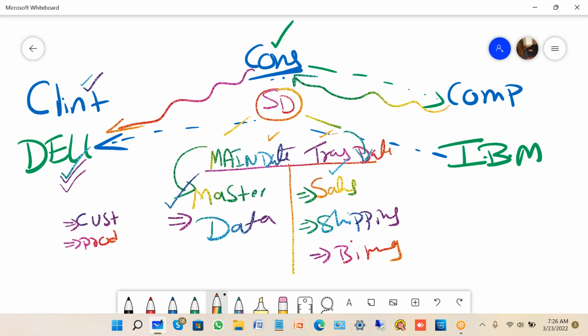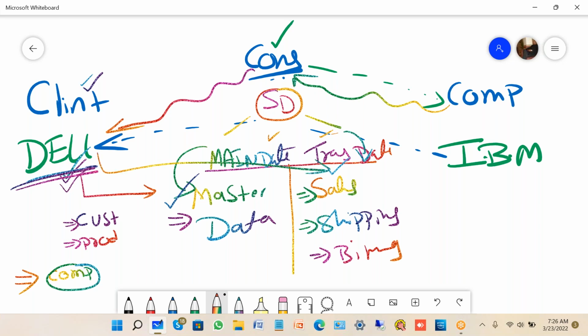Okay, let me tell you here. Now, if you all see a company, I take an example of Dell here. You need to understand the infrastructure of Dell first, then the transaction process of Dell company. When I say infrastructure, it is master data.